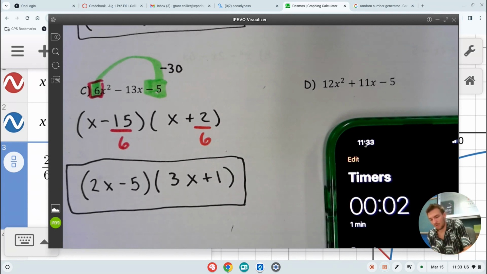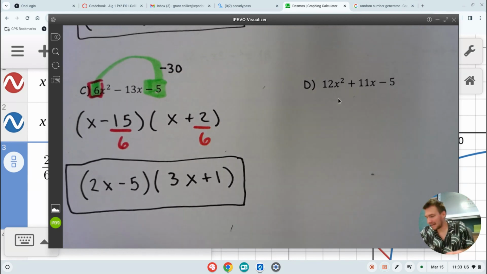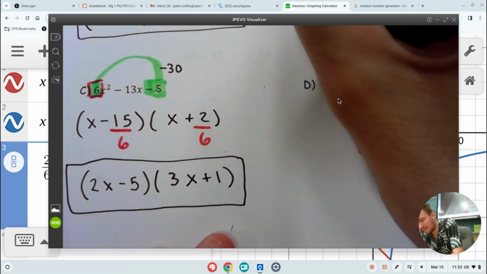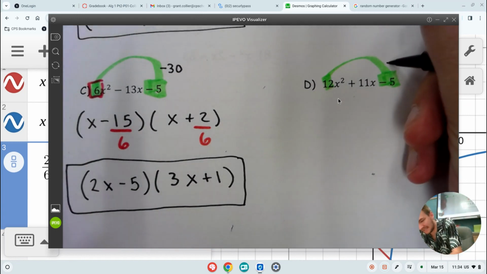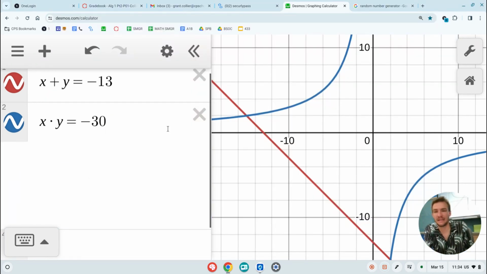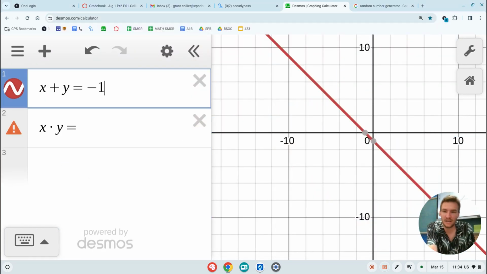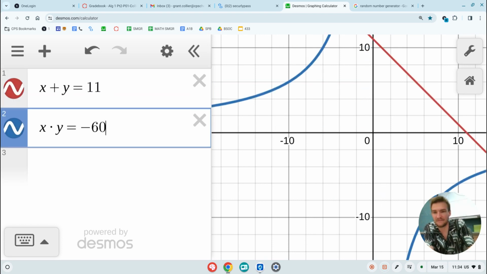All right, there's your 1 minute timer. Pause it before it goes off and reminds me of my alarm when I wake up and makes me unhappy. So we're going to multiply this 12 to the back. Did you get negative 60? Very importantly, negative. Once we get negative 60, we can go to Desmos and get that in our little puzzle solver. 11 and negative 60.